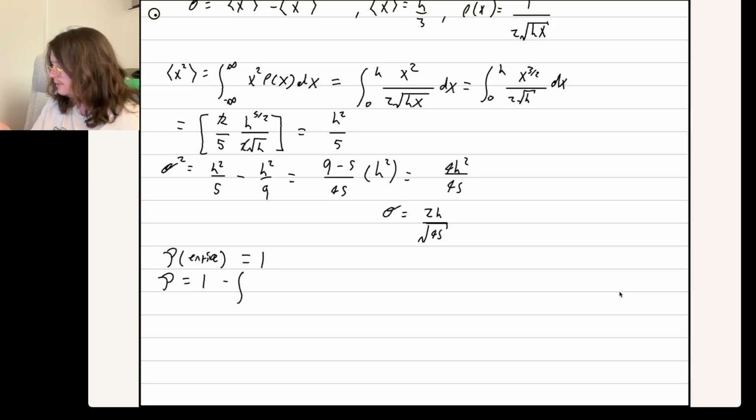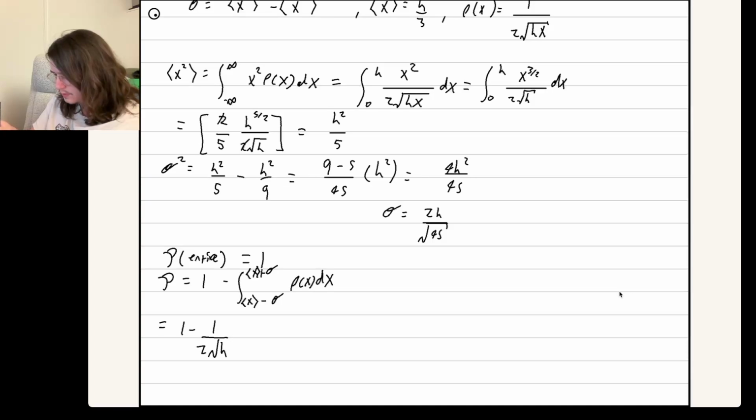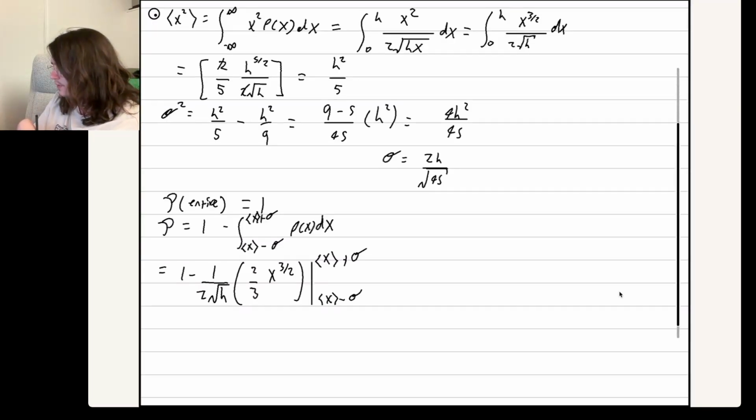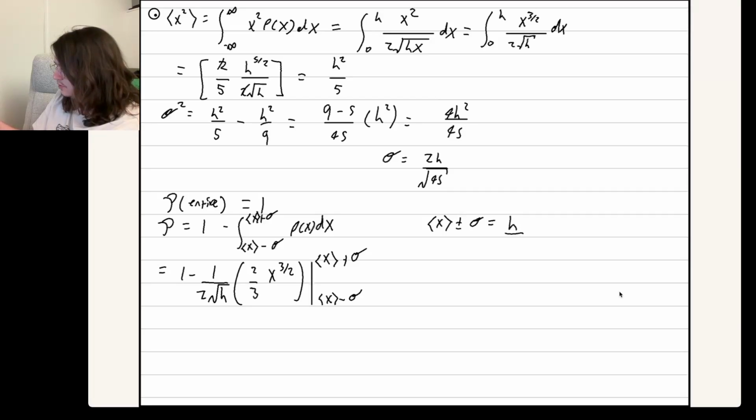1 minus the integral of the probability distribution from the mean minus the standard deviation to the mean plus the standard deviation over x. So you'll have 1 minus the integral, which is already done for us. It was 1 over 2 root h times 2/3 x to the 3 halves from mean minus sigma to mean plus sigma. Those 2's will cancel out, and then the mean plus or minus sigma will be h over 3 plus or minus 2h over root 45.